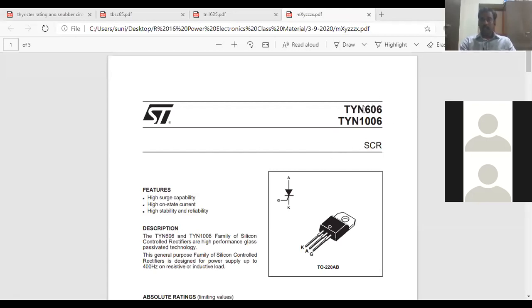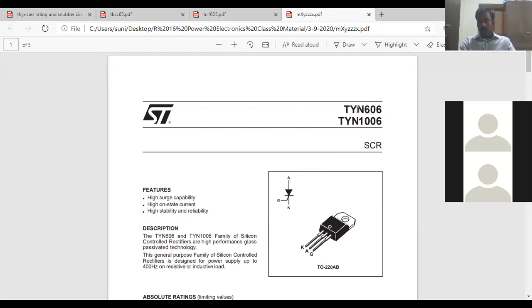Okay. So here in this case, this TYN simply states the thyristor. TYN is nothing but the name which is used in the market for finding the thyristor. And these 606 and 106 are going to be the model numbers of the SCRs.